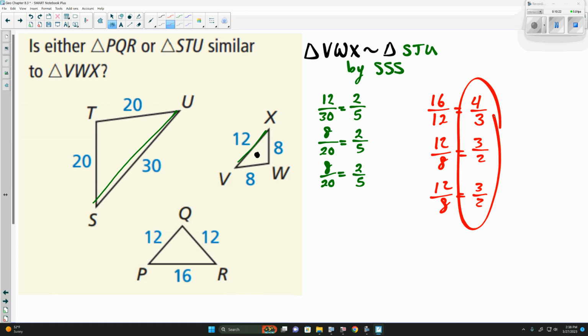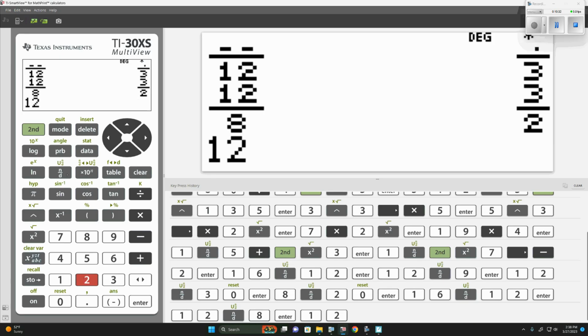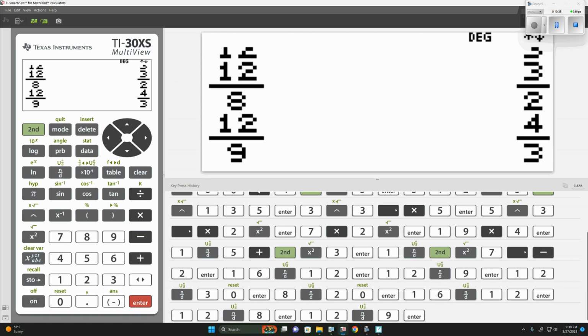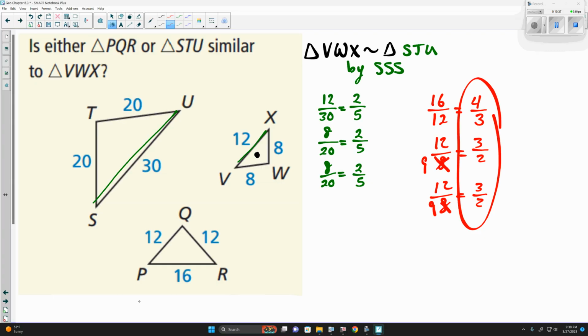Four over 3. Because this would not need to be 8. These would both need to be 9, I believe. 12 ninths is 4/3. So if the other two sides had been 9 for VXW, it would have worked. Or 12 and 12 with 8, 3 over 4. Yeah, it would have had to change one of them to get them to be the same.